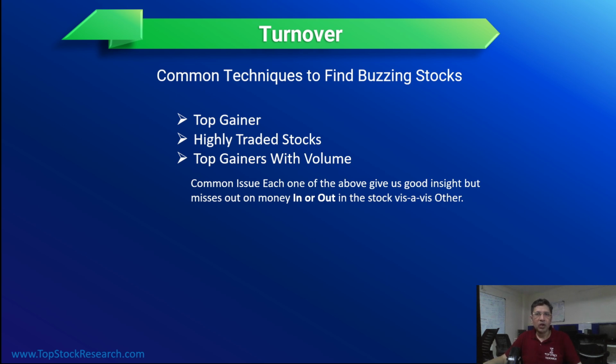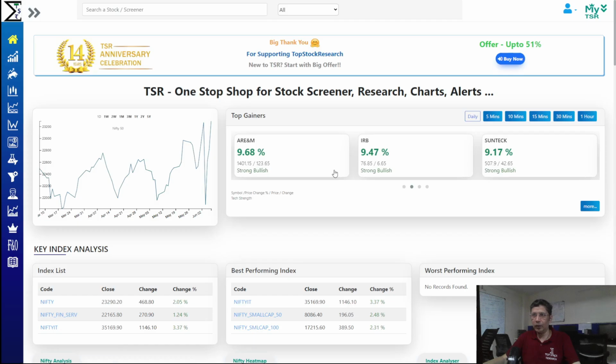That's number one. Number two is where the money is going vis-a-vis the other stocks. It can be the same sector, the same market cap level, or whichever yardstick you want to measure. So let's take a small example to understand what I'm trying to say in a slightly better way.